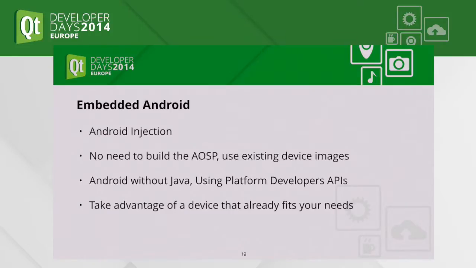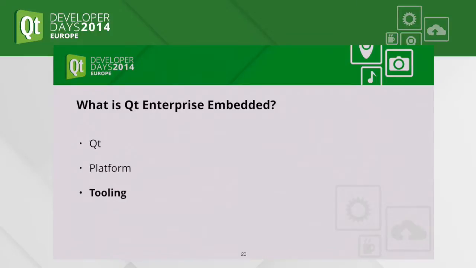You can think of this as working better in the smaller volume space, where you find a tablet that already meets your needs, but you want to use it for custom purposes. You can take it and turn that into your device. Again, this is Android without Java, so we're using the platform developer APIs instead of the Android application developer APIs. And then, like I said, take an existing device and make it fit your needs. So those are the platform choices.